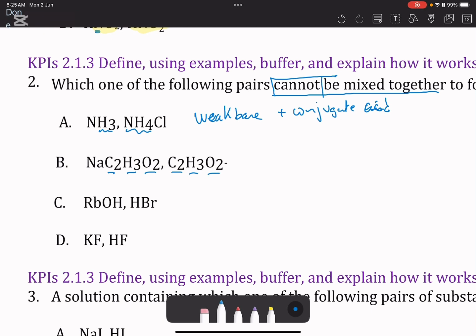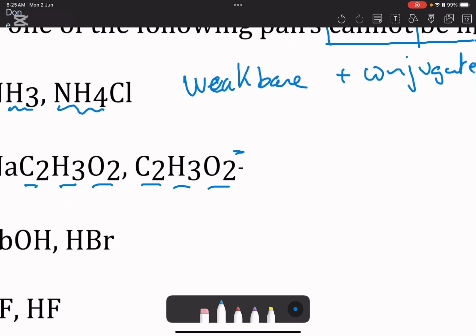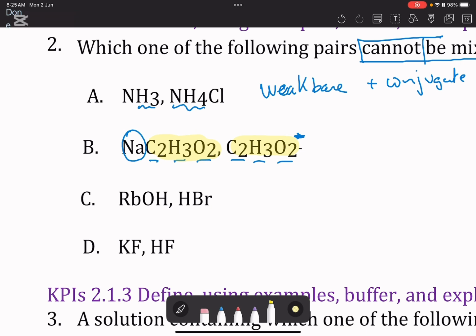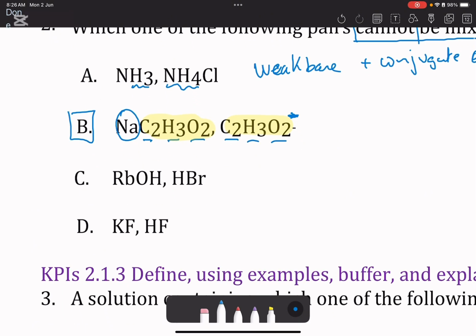C2H3O2, C2H3O2 minus. Look at this minus. This one is supposed to be here. Now this is a counter ion. So basically this and this are the same substance of weak base. So that's not a way to form a buffer. I cannot mix a weak base with itself.